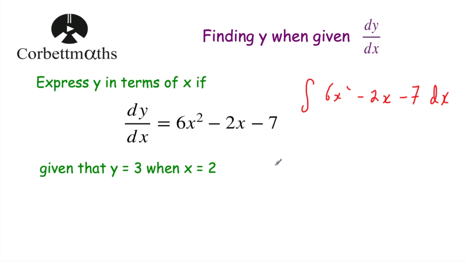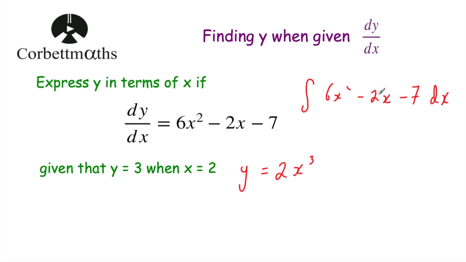So let's start off with the first term. When we integrate, we're going to get what y is. When we integrate the first term, we're going to increase the power by 1, so it becomes x cubed. And then 6 divided by the new power, 6 divided by 3, is equal to 2. So we get that y is equal to 2x cubed. So we've integrated the first term.